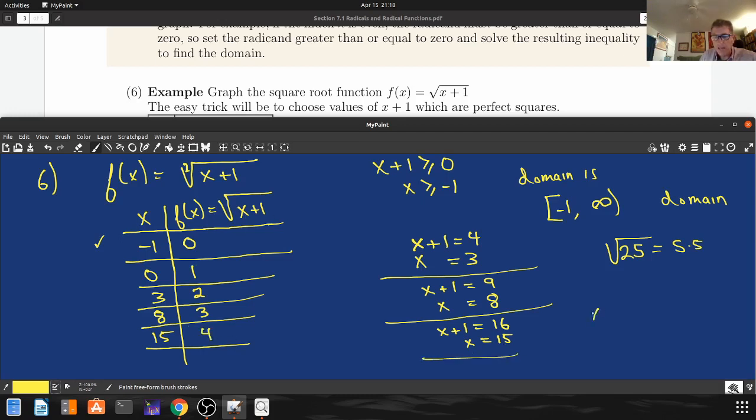And we'll do one last one. x plus 1 is equal to 25. So we have x is equal to 24. And 24 plus 1 is 25, and its square root is 5. So let's actually plot all of these numbers and kind of see what they look like.